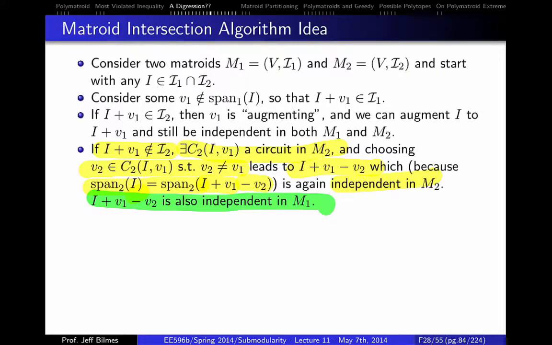So in other words, the circuit is associated with M2. And what we're doing is removing an element from the circuit, but in fact any element we could remove. I plus v1 is independent in M1. So any independent set, you can remove any element from an independent set. It's down monotone, subclusive, down closed. So it's the down closedness. So let me write that.